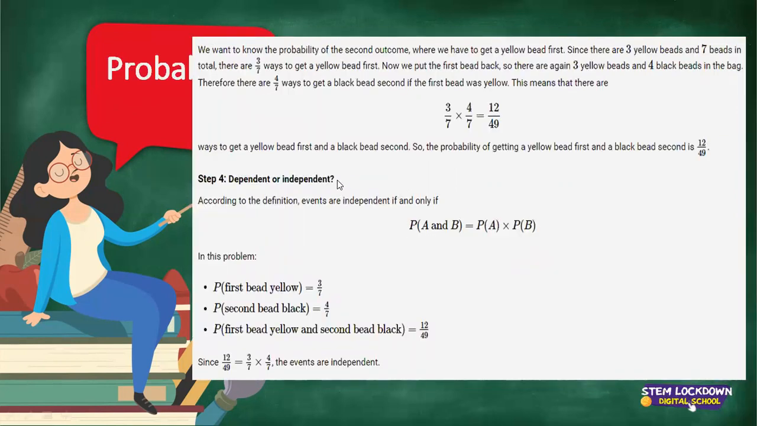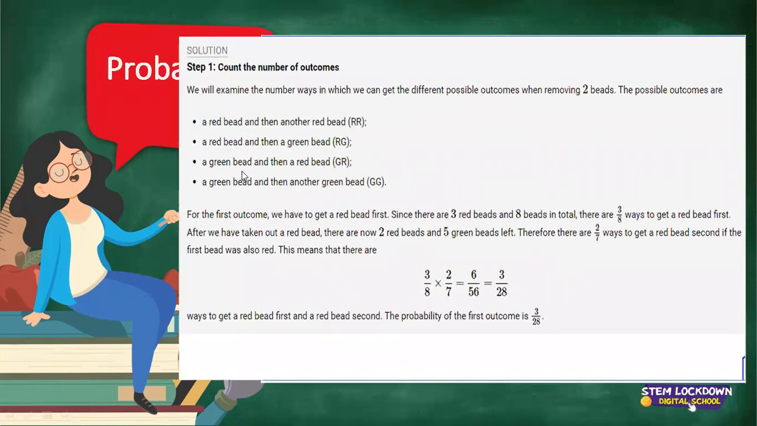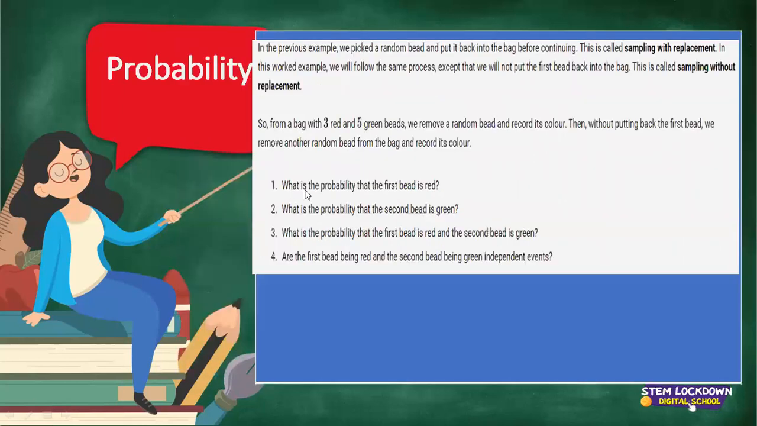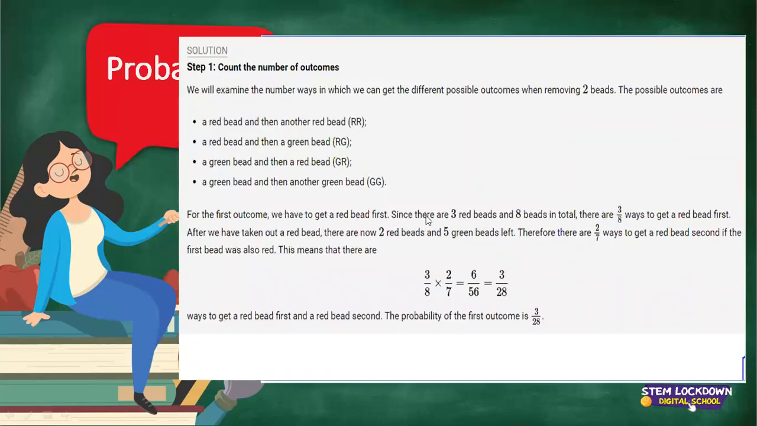Okay. Now the question is, what's the probability of the first bead being red? If the first bead is red, then either the first one is red and the second one is red, or the first one is red and the other one is green. So these two combinations will be suitable for our answer.